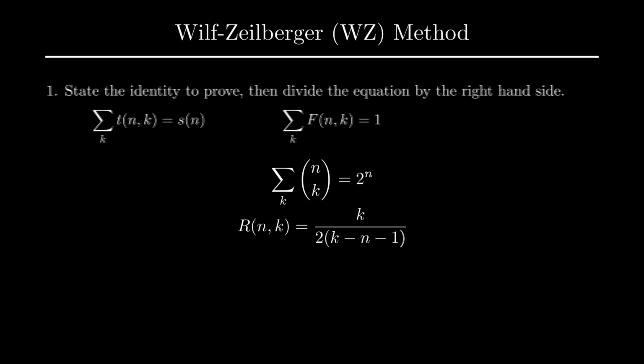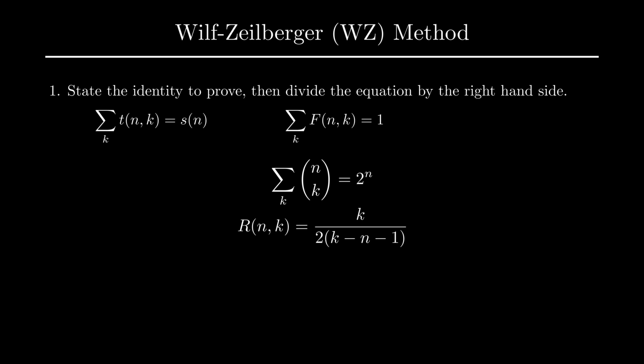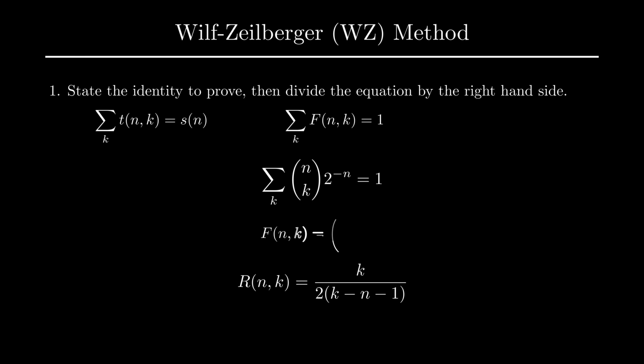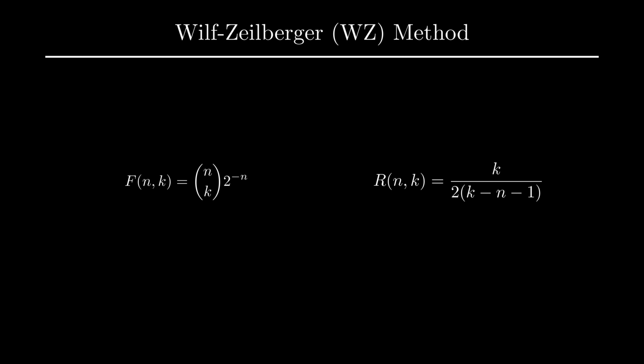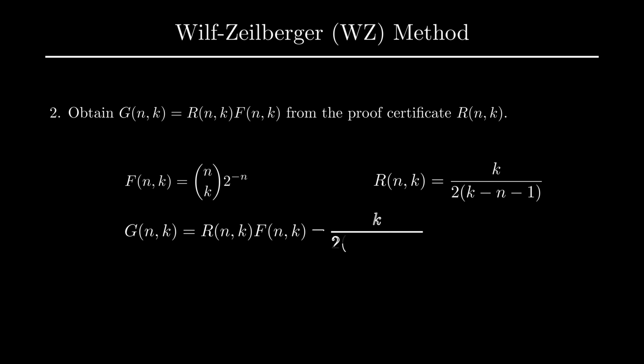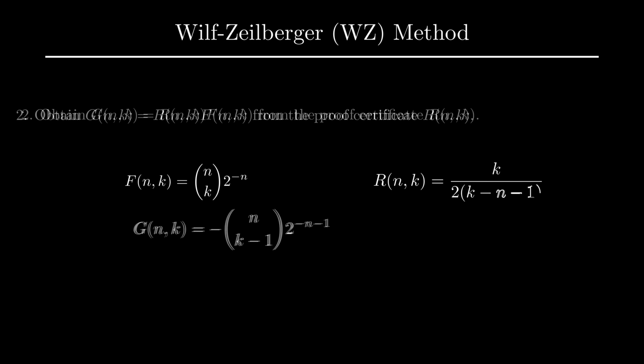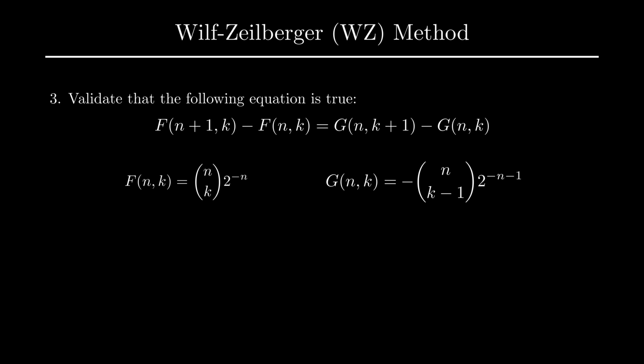Suppose we wanted to prove this classic combinatorial sum here using this proof certificate. First, we write out the summation and divide the right side to both sides of the equation. This gives us our f of n,k function, which we want to show that if summed adds up to 1. Plug in our proof certificate to find g of n,k, then plug both f of n,k and g of n,k into the next step.